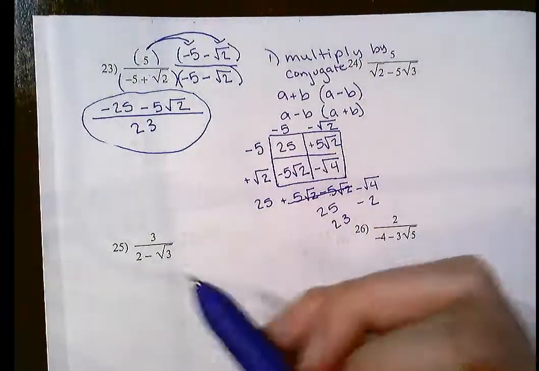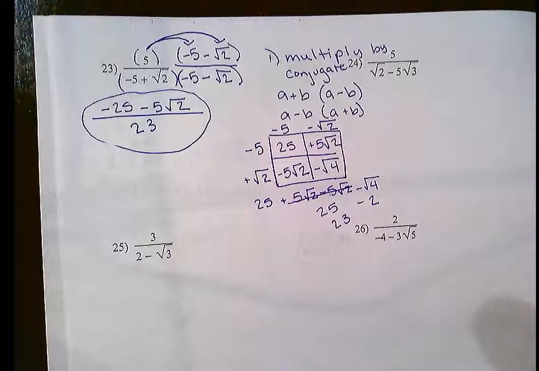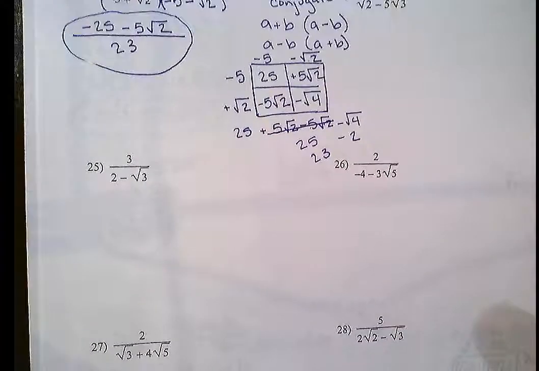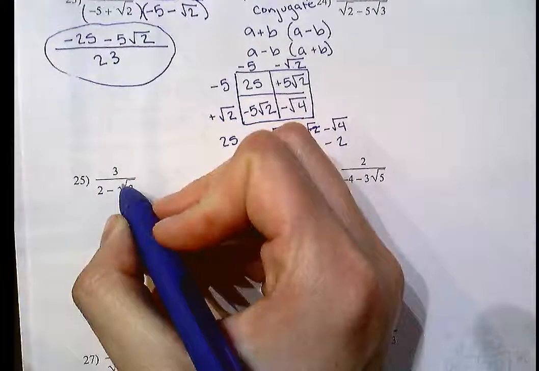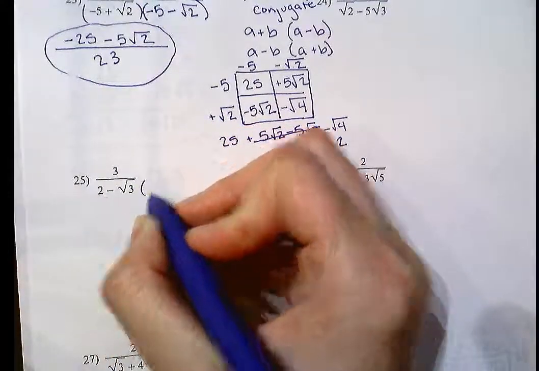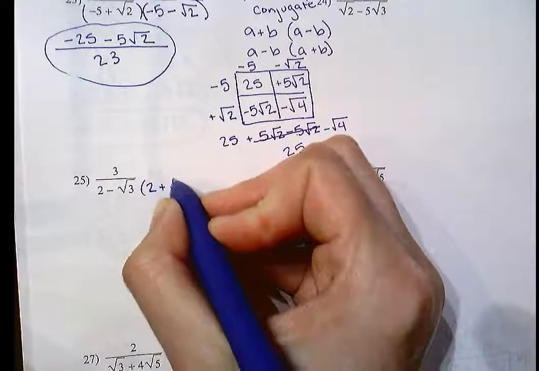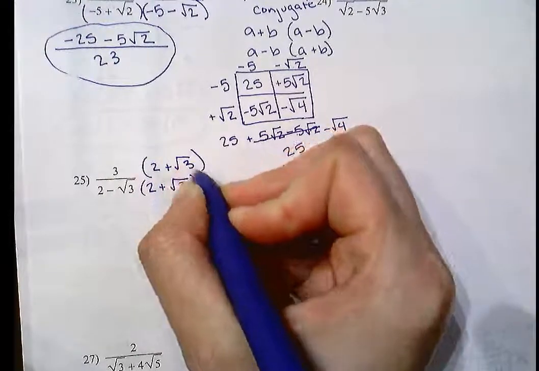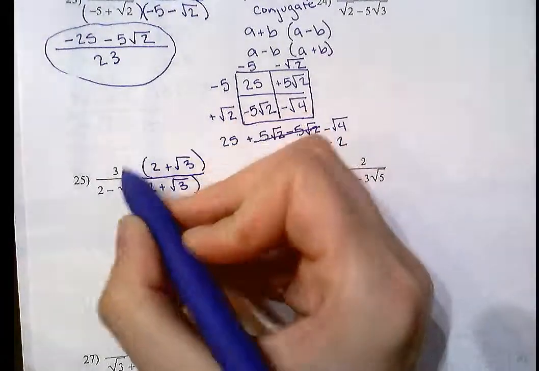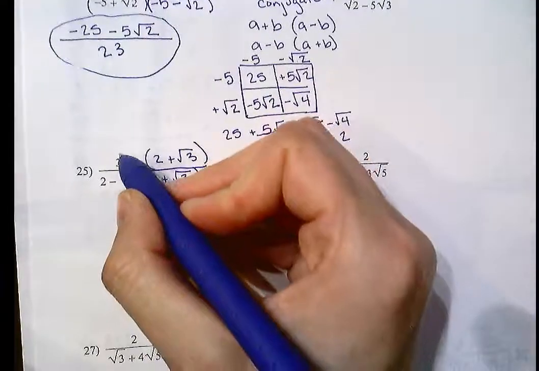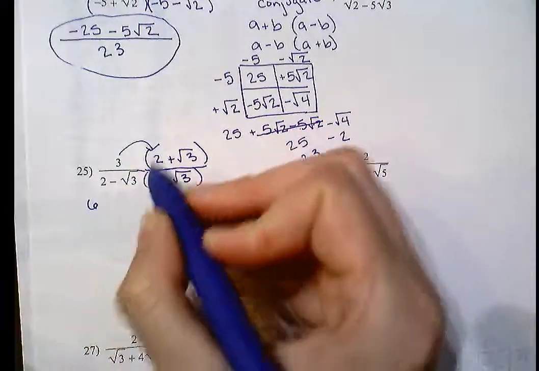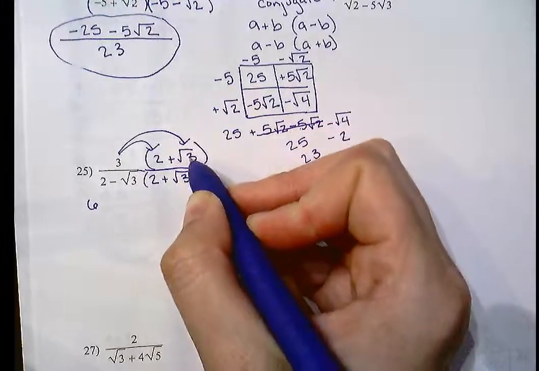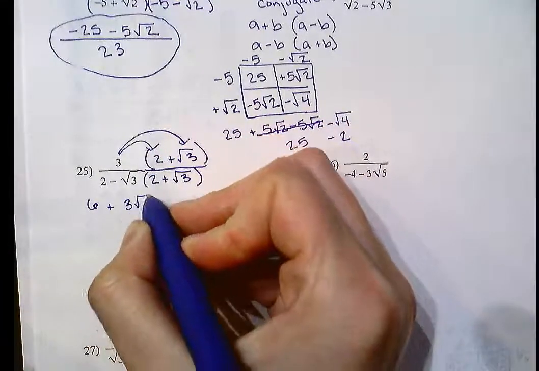Okay, so let me do another example. Well, this video is getting long, so it's the same steps here. I'll just do number 25. We're going to multiply by the conjugate. So we're multiplying by 2 plus square root of 3. So here we're going to distribute on the top. So 3 times 2 is 6, and 3 times the square root of 3 is 3 square root 3.